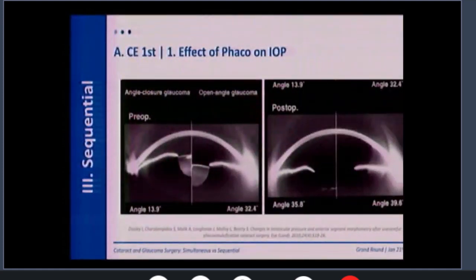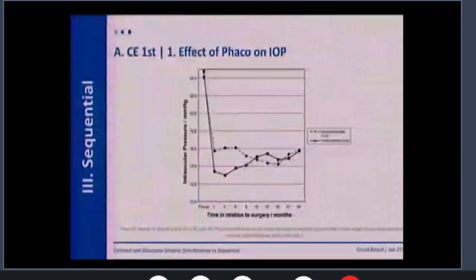And in another structural anterior segment based study, they clearly documented that the angle is widened after phaco. This is in an angle closure patient. You can see that the angle is narrow, and then post-op you can see how wide it became. And then in an open angle glaucoma patient, the angle also widened. So these are two of the proven mechanisms that might lower the IOP after phaco.